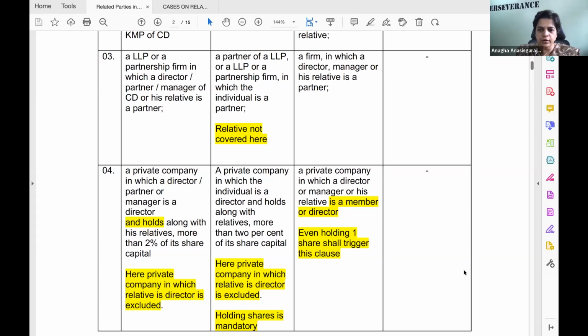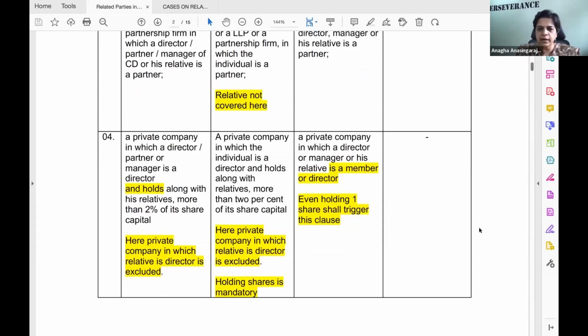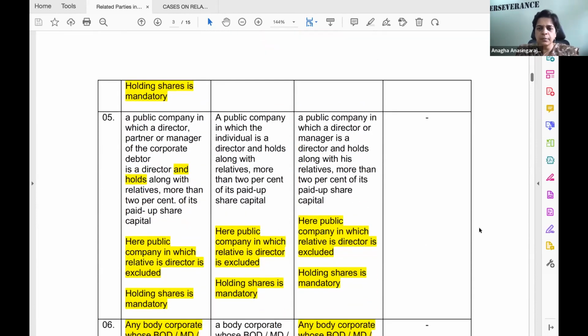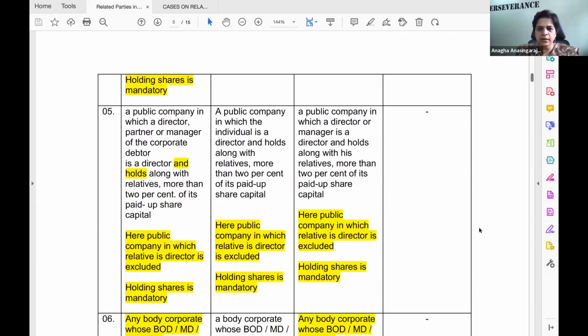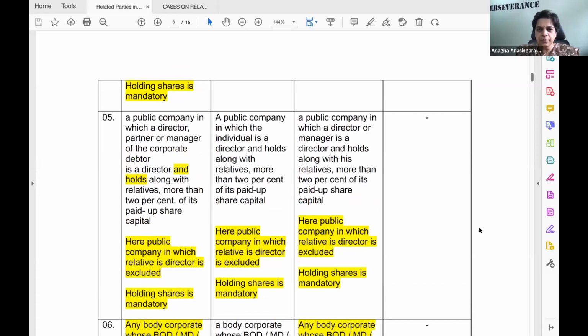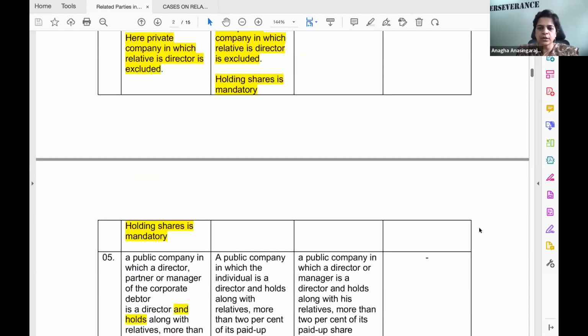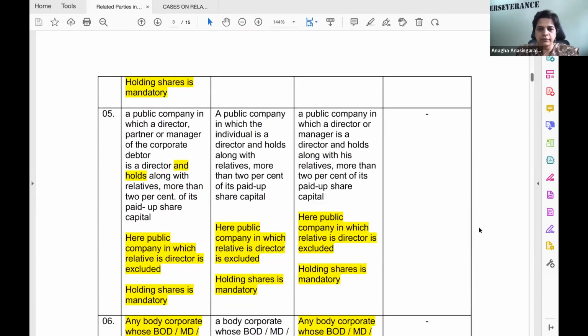So in the 524, that relative is not excluded, but here even the relative, even if the relative is a director or a member, even that will get covered, and even holding one share is sufficient in his own name. Here similarly, a public company in which a director or manager is a director and holds along with his relatives more than 2% of the paid up share capital. Again, the public company in which the relative of a director is a director is excluded, and holding of that 2% is mandatory here. So for public and private, there is a difference here. Even holding one share will trigger this particular clause for a private company, but for a public company minimum 2% shareholding is required for the definition under the Companies Act.